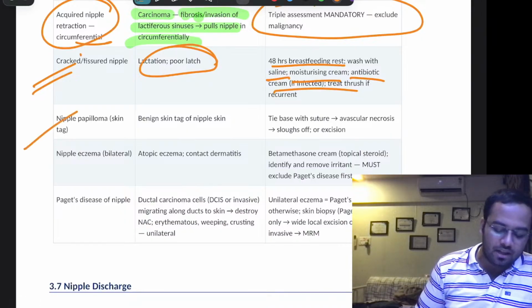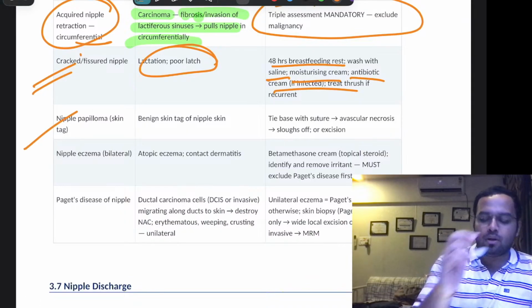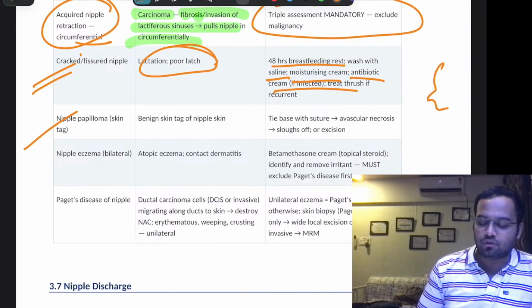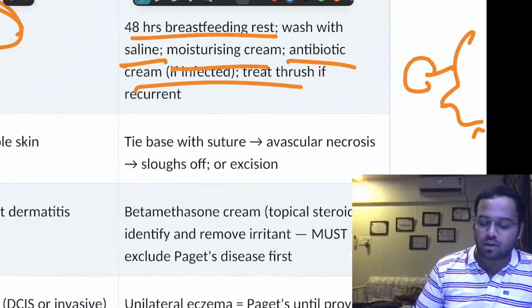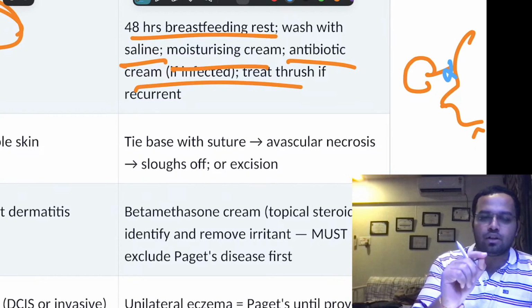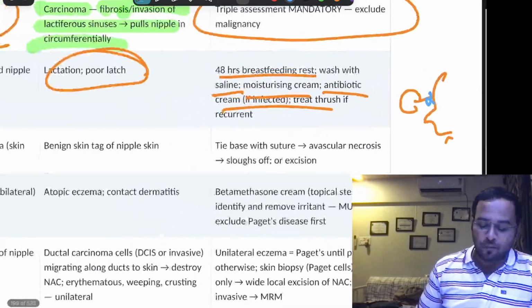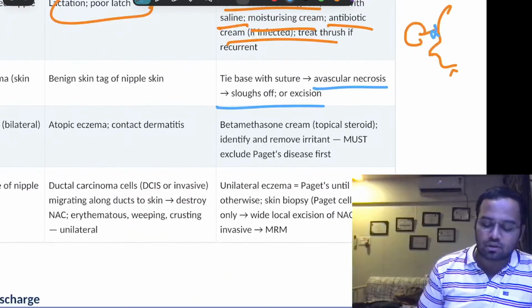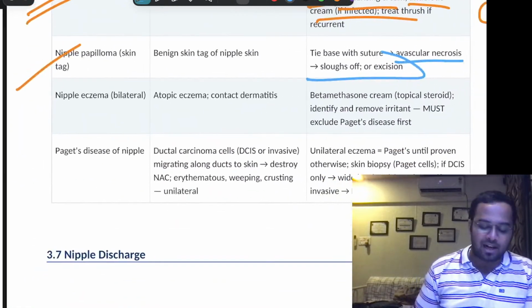अगर patient को nipple papilloma है, अगर nipple पे कोई inversion, nipple पे अगर कोई lesion आ गया, so this is the nipple and there is going to be a papilloma. So ये papilloma को excise मत करो. What you can do is you can simply ligate the papilloma at the base. So after ligating, the feeder vessel is going to stop and naturally the papilloma is going to slough off. So tie the base with the suture. There is avascular necrosis and it is going to slough off the papilla.